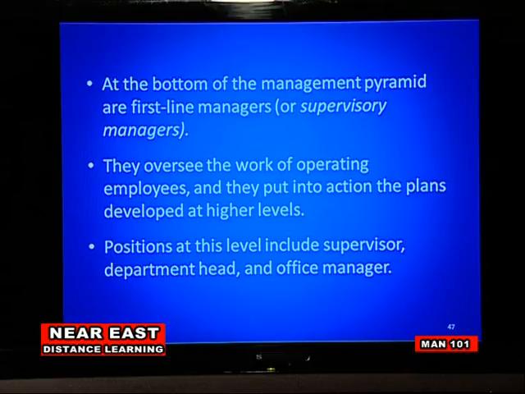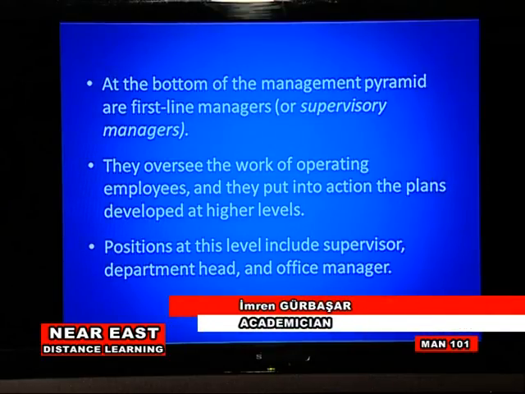At the bottom of the management pyramid are first-line managers or supervisory managers. They oversee the work of operating employees and they put into action the plans developed at higher levels. Positions at this level include supervisor, department head, and office manager.